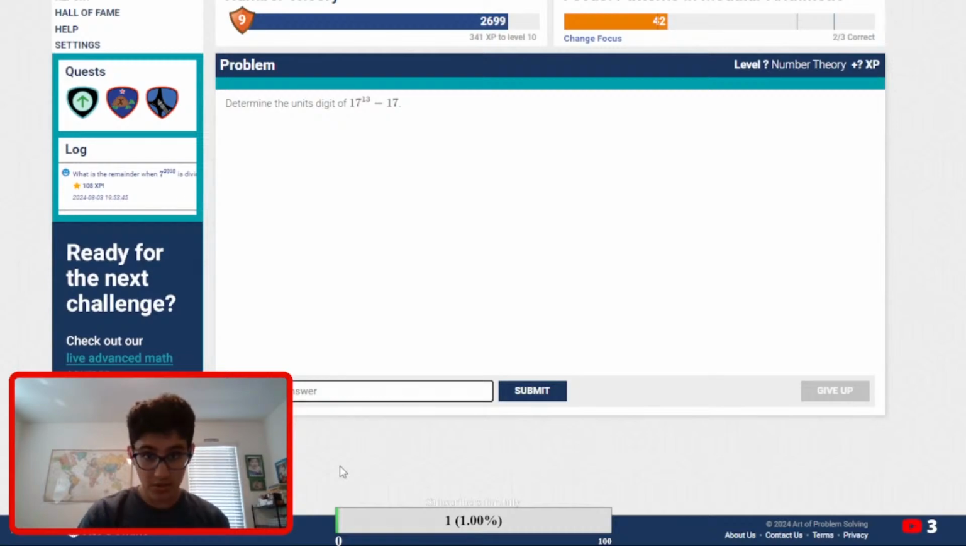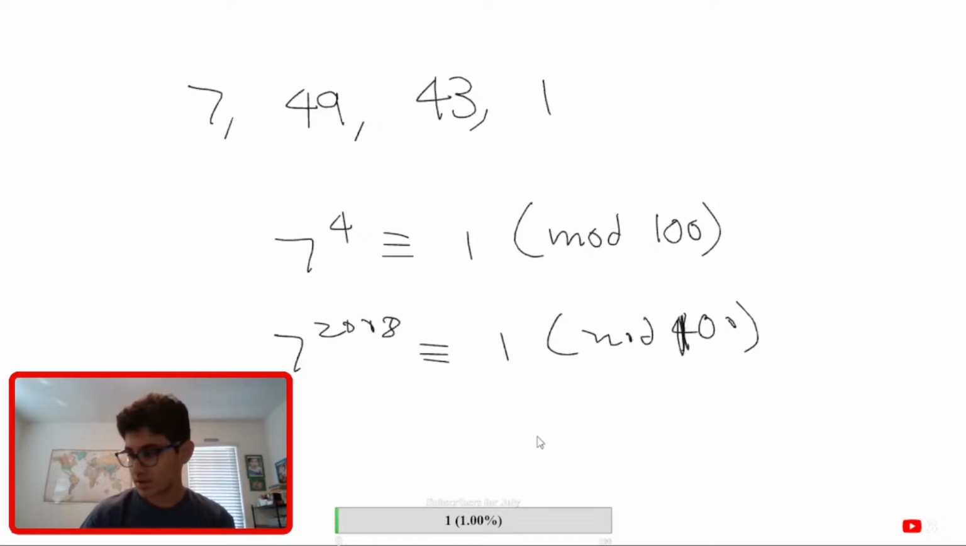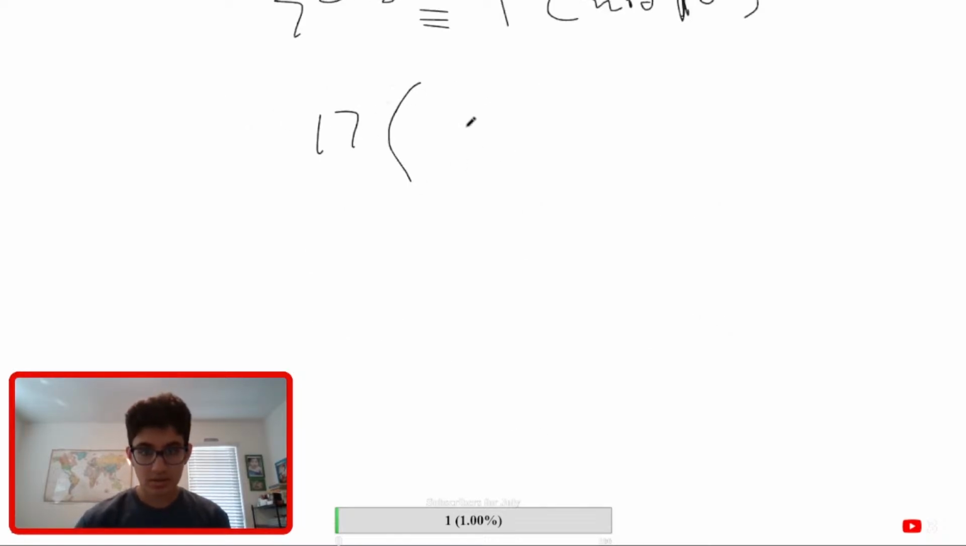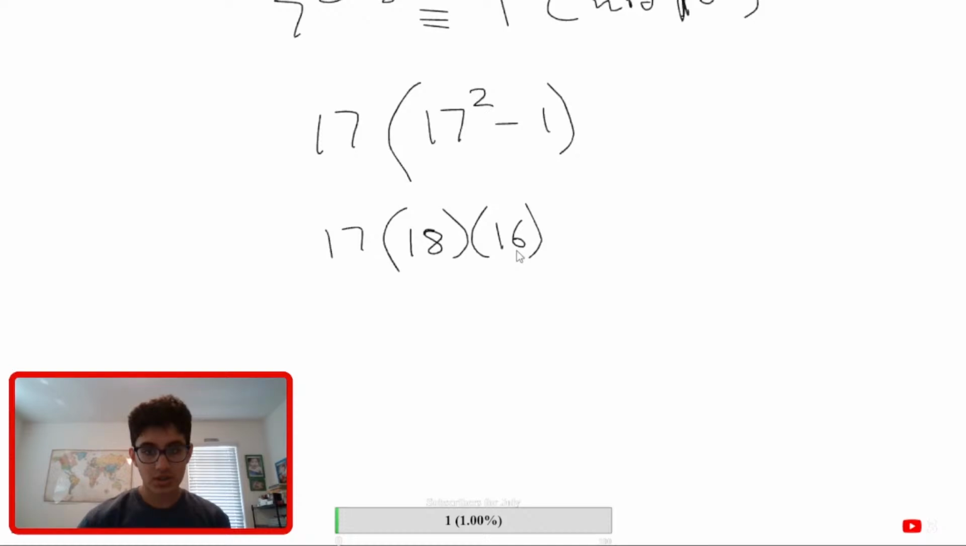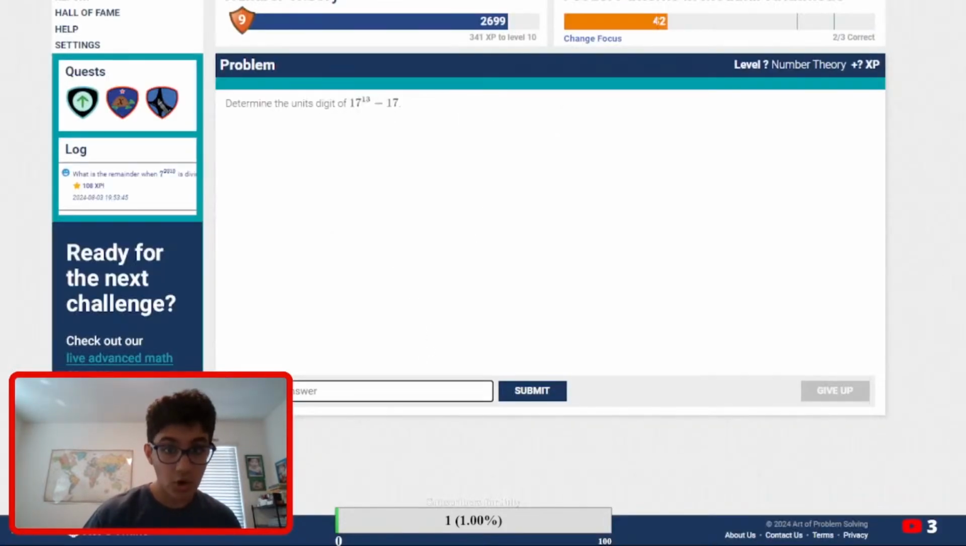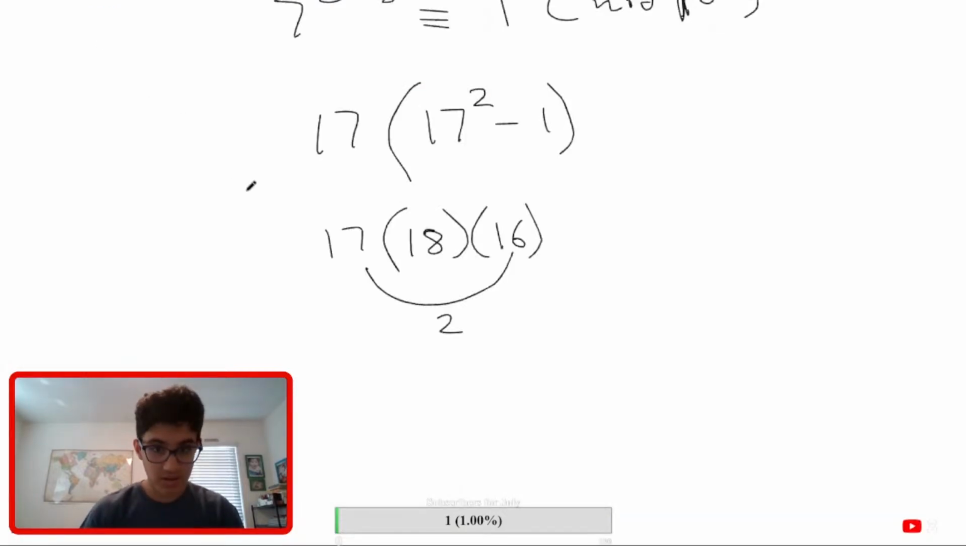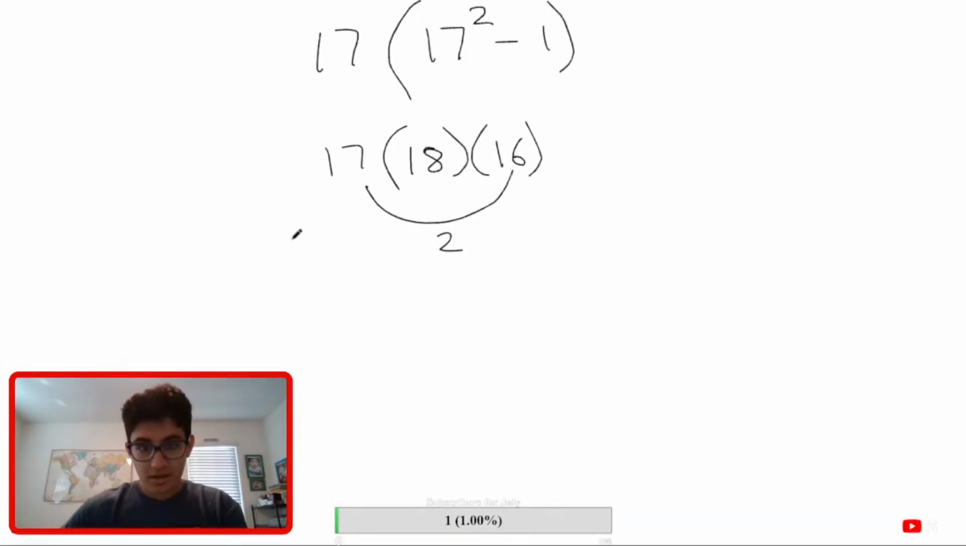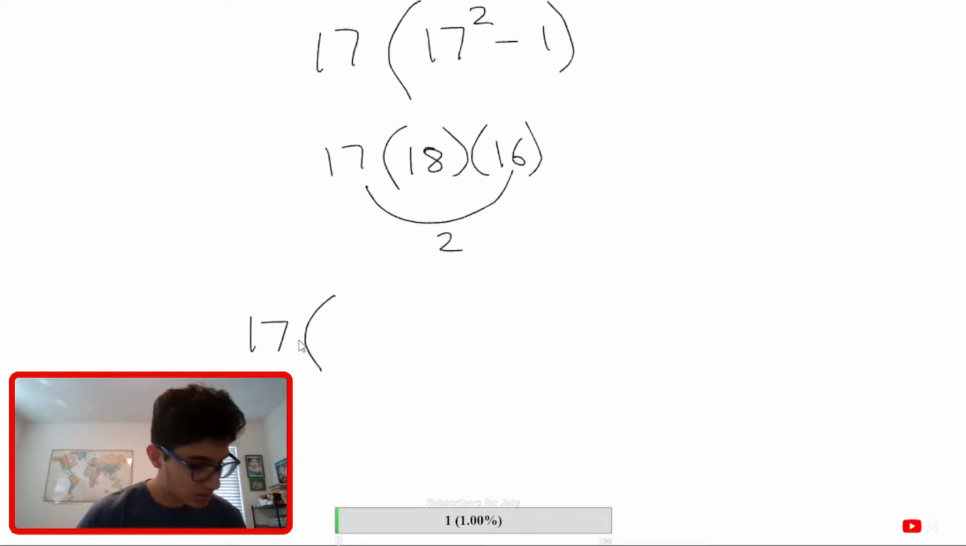Great. Let's see. Determine the units digit of this. So that's 17 times 17 squared minus 1. So that will be 17 times 18 times 16. So 6 times 8 times 7. So this ends in a 2 times 8, so 6. Right? Oh, 13th. Okay, sorry. My bad. Never mind. So 17, then, so what power is 17 raised to 13? You're correct. I read it wrong.